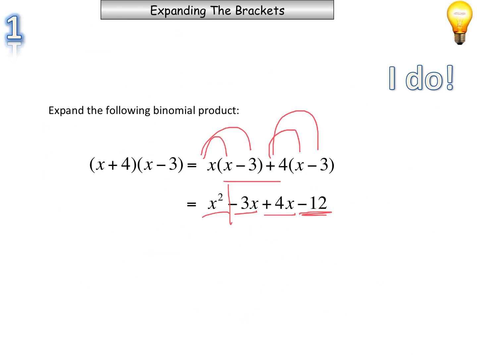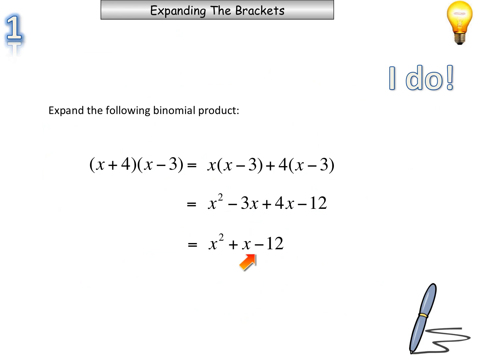Look at the two middle terms. Negative 3x plus 4x is going to be a plus 1x. Now this plus 1x, of course you don't have to have the plus 1, so we just leave it as plus x.